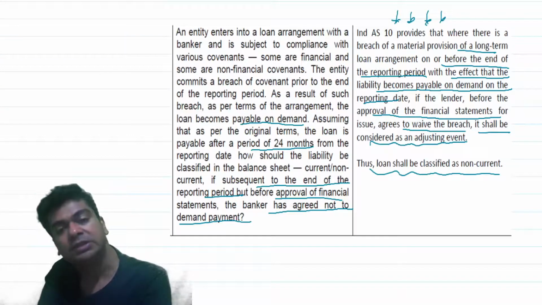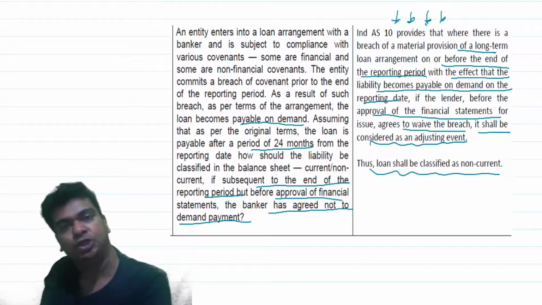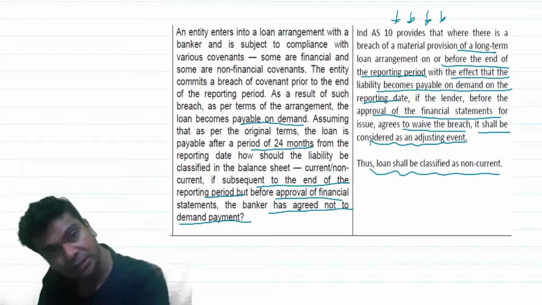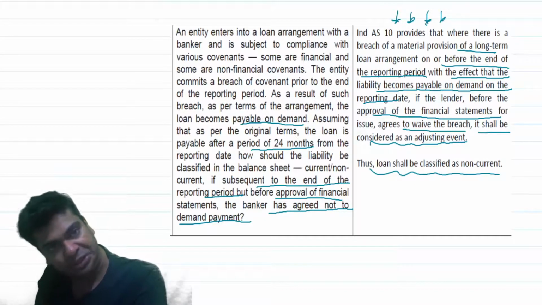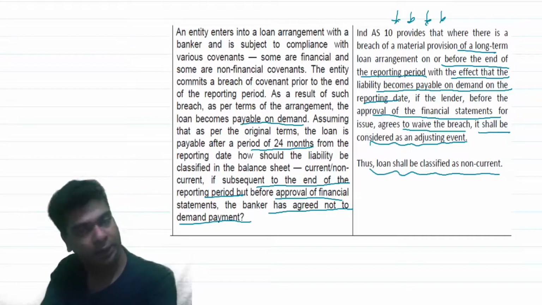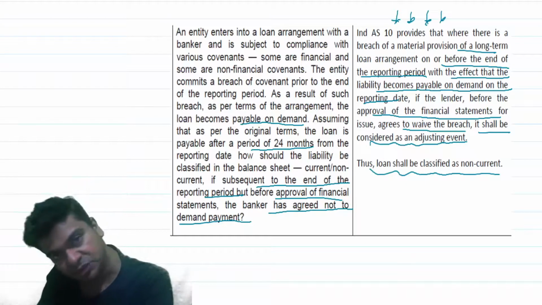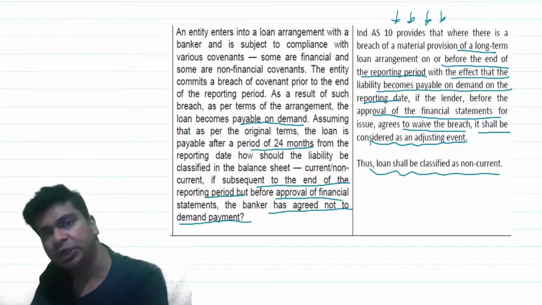In case you are answering this question on the basis of IAS 10, then this rectification of the breach of the covenant after the reporting date will be treated as a non-adjusting event. In other words, the status of the loan on the balance sheet date will continue to be a current liability. Although you can provide a disclosure in the notes to financial statements that after the reporting date, the status of the loan has changed.